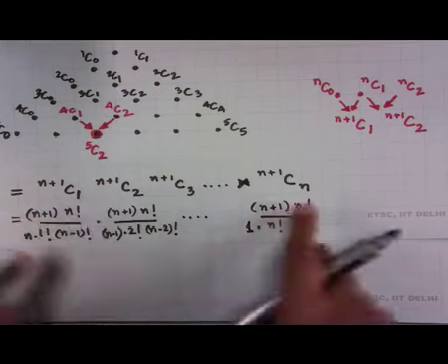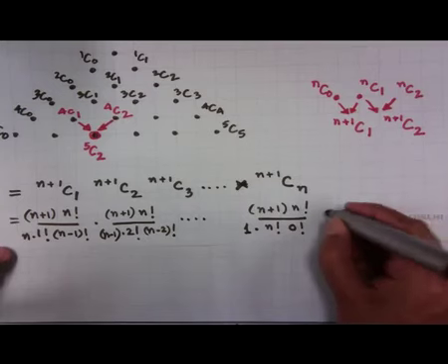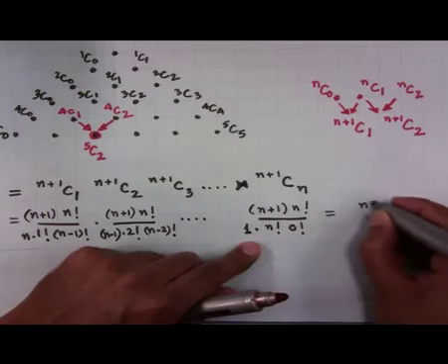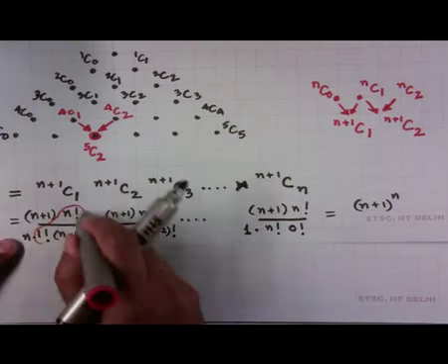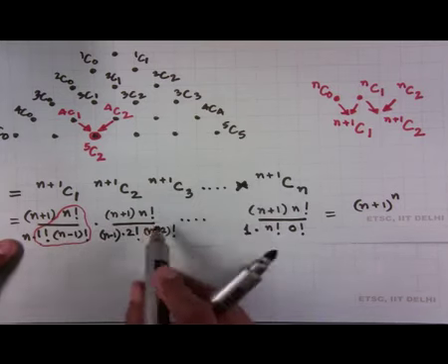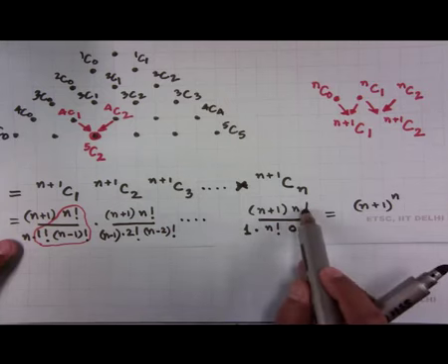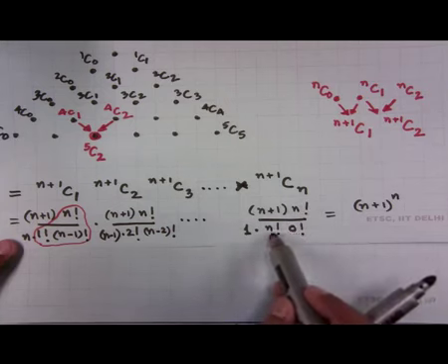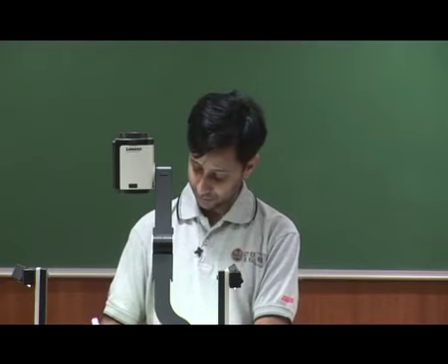So, there are n terms, and you have n plus 1 out of all these n terms. All of these are going to become n plus 1 whole power n, and the way I have written it smartly, this portion is nC1, this portion is nC2, the next one you will get nC3, and so on all the way till nCn.